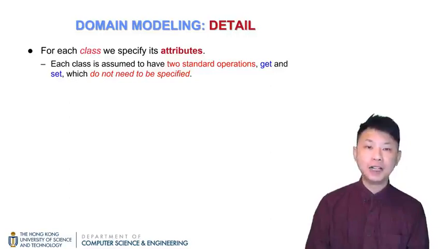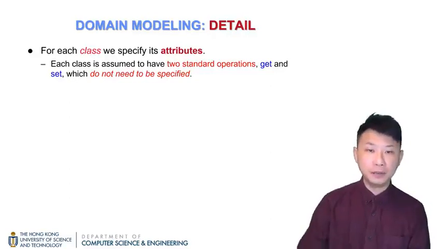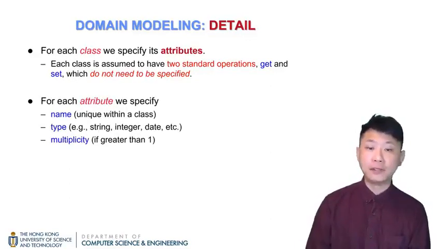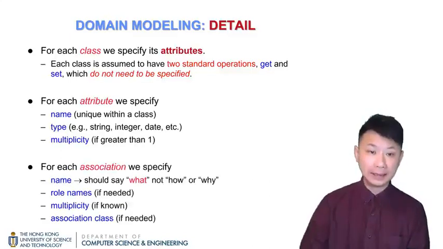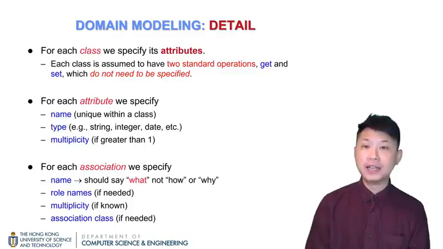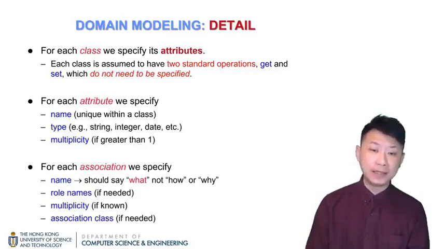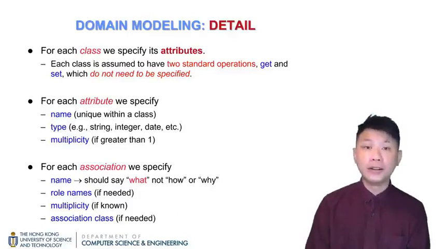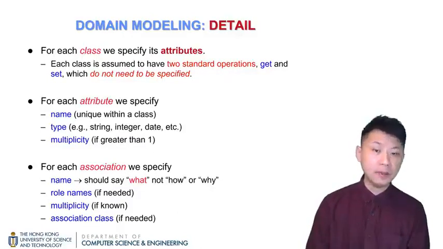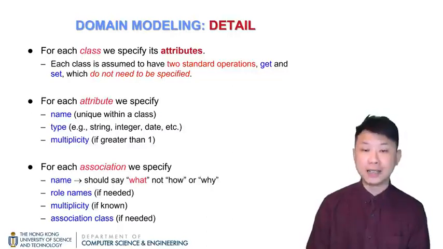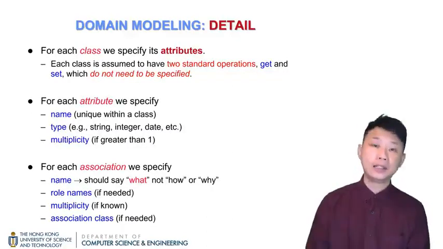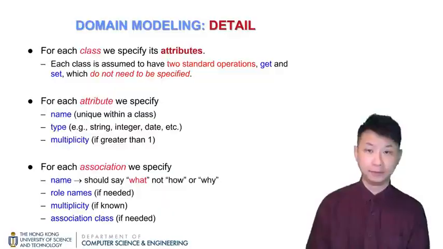And then finally, for each class, we have to specify all the attributes, and for each attribute, we have to specify the name, type, and also multiplicity of the attribute. And for each association, we have to provide a name for the association. If it's a unary association, we also have to provide role names, and also maybe multiplicity and association class if needed. And that's all I want to cover in this lecture.